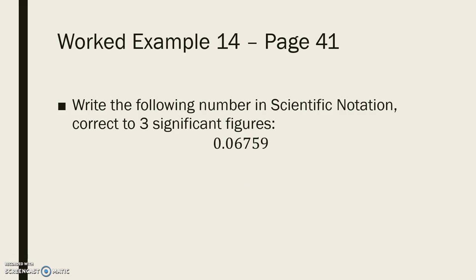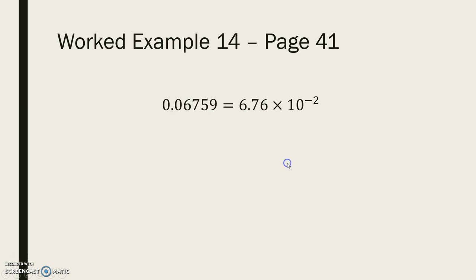Now let's look at a decimal number, this time to 3 significant figures. Notice there's 4 numbers or digits here. We only want 3 of those. So we write that as a number with 3 significant figures or 3 digits between 1 and 10. So that's 6.7, and that 5 is rounded up by the 9 to 6. And we've shifted the decimal place 1, 2 to there. So it's by 10 to the power of negative 2.